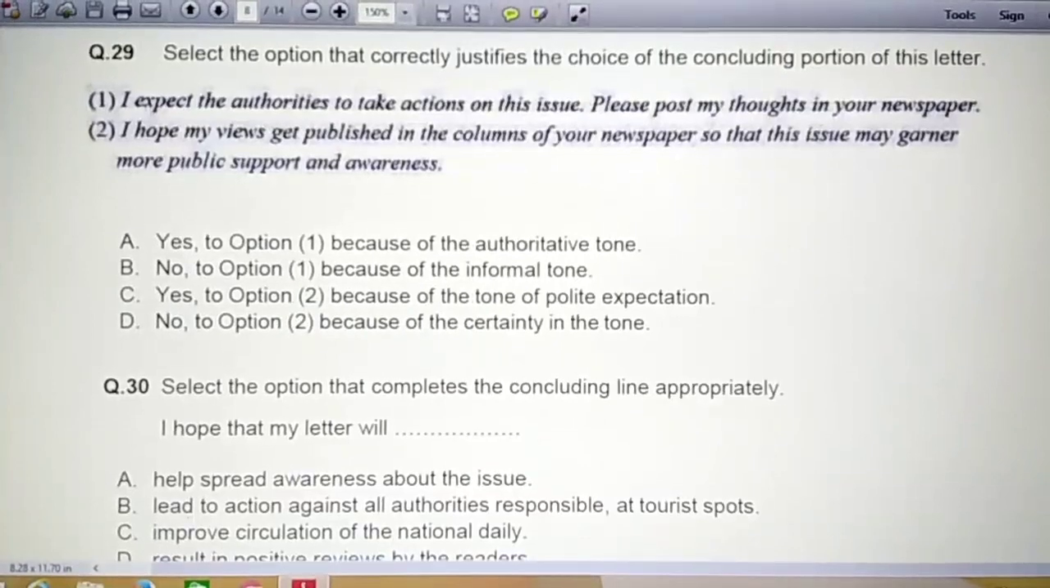So here comes question number 29. Select the option that correctly justifies the choice of the concluding portion of this letter. 1. I expect the authorities to take actions on this issue. 2. Please post my thoughts in your newspaper. I hope my views get published in the columns of your newspaper so that this issue may garner more public support and awareness. So the right option for that will be C, yes to option 2, because of the tone of polite expectation. So option C will be the right one.